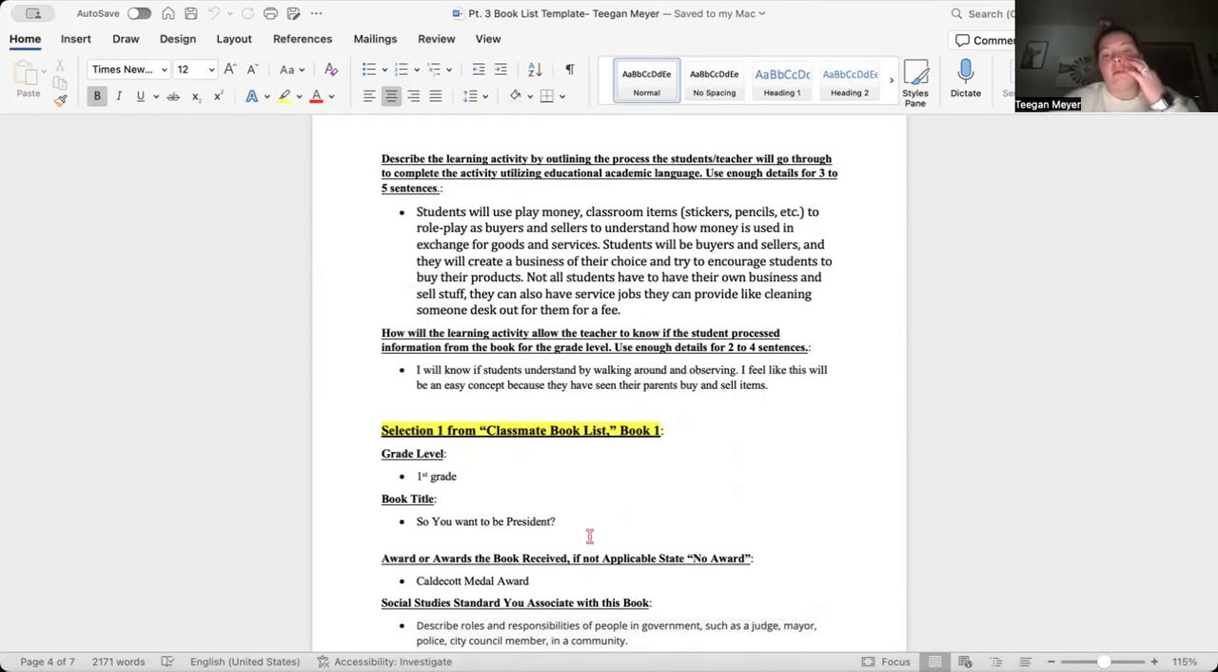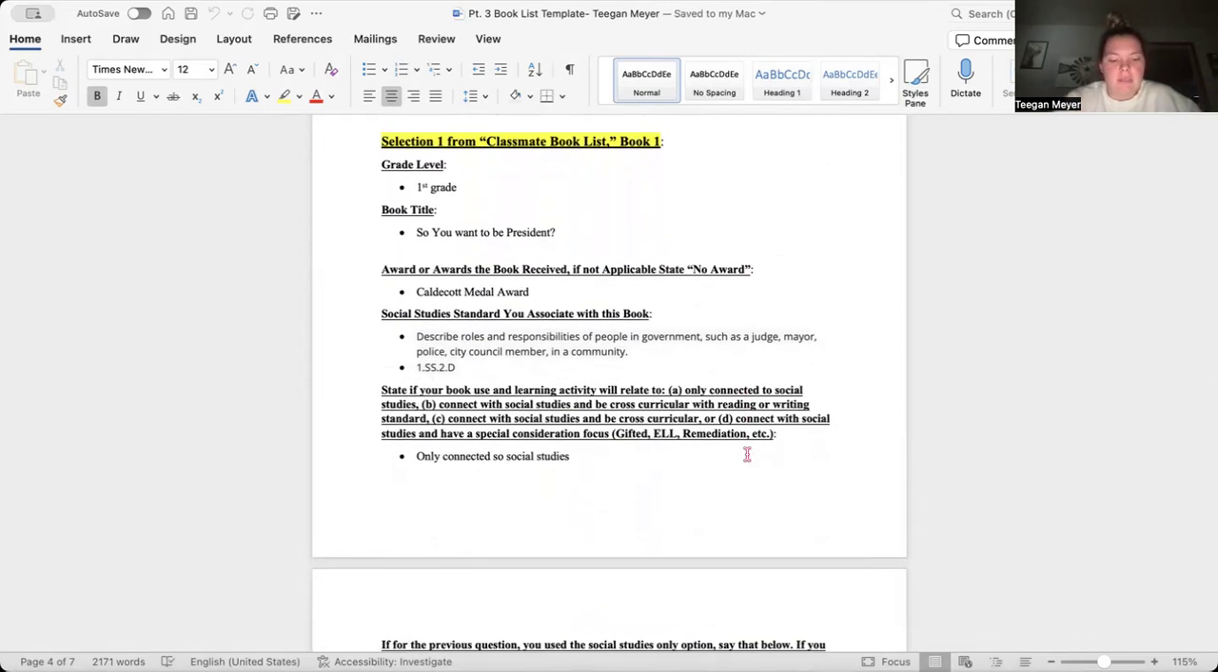Students will be the buyers and the sellers, so they'll both get a chance to either be a buyer or a seller. And they will create a business of their choice to try and encourage students to buy their products, as in the stickers, pencils, erasers. Not all students have to have their own business to sell stuff. They can also do service jobs, like cleaning someone's desk out for them, wiping off my whiteboard, cleaning someone's top of their desk with a Clorox wipe. Just kind of acts of services as well.